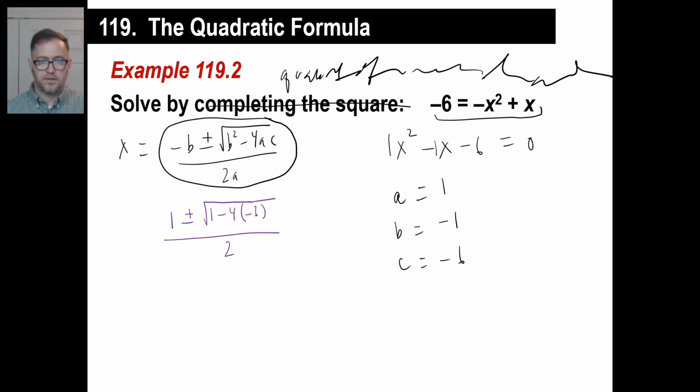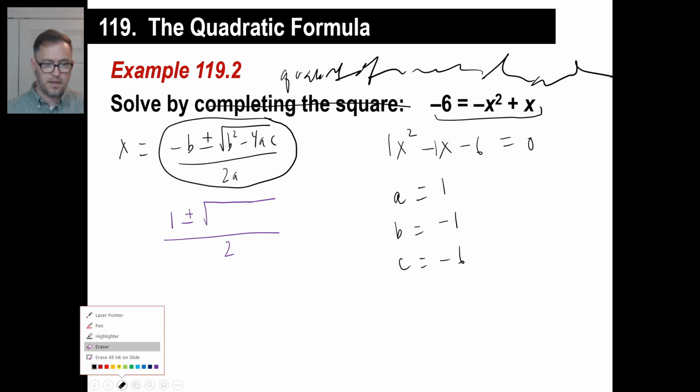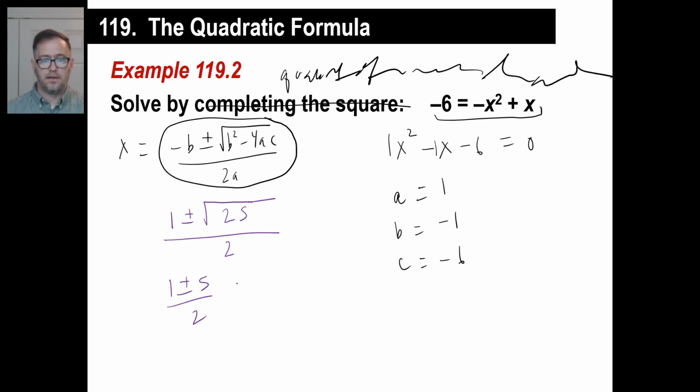Negative 4 times negative 6 is positive 24. 1 plus 24 is going to be, you will not be surprised to learn, 25. And that makes it nice, right? Because we all know the square root of 25. So we have 1 plus or minus 5 over 2. Don't leave it there. We're actually going 1 plus 5 over 2 and 1 minus 5 over 2, which gives us 6 divided by 2, 3. And 1 minus 5 is negative 4 divided by 2, negative 2.